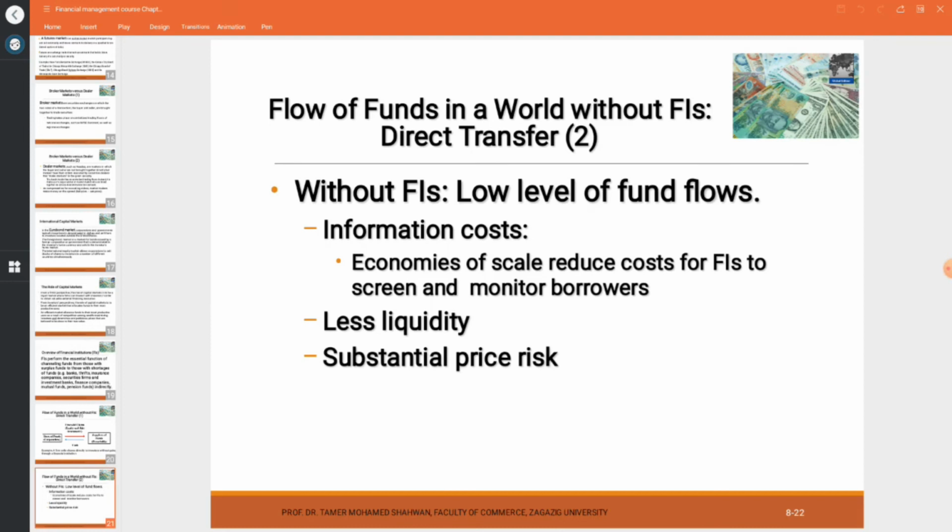Number two, without financial institutions, the market will be less liquid because you just have one mechanism, which is the direct mechanism. But the existence of financial institutions adds a new mechanism of transferring funds, and in this case the market will be liquid. If the FI does not exist, your market will not be liquid enough. Another characteristic of the absence of financial institutions is that your probability of facing substantial price risk will increase, because the role of financial institutions enables you to manage and reduce different types of risks, particularly price risk.